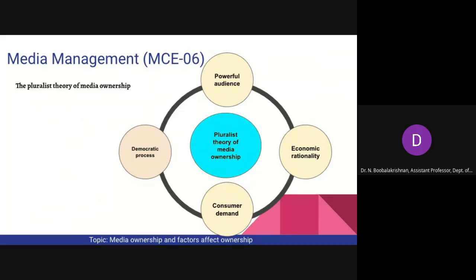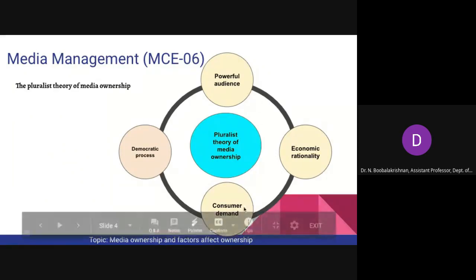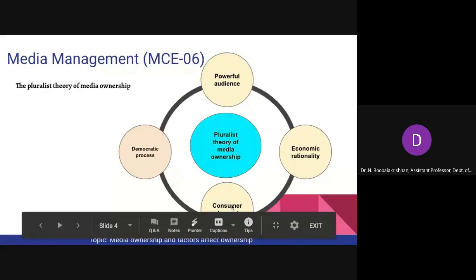So as we say, the gatekeeper, it's the gate. The editor is responsible and is the gatekeeper in any media organization. Here, what the theory says is that they argue that media owners are responsible for their ways of handling the information, because media content is mainly shaped by the consumer demand.